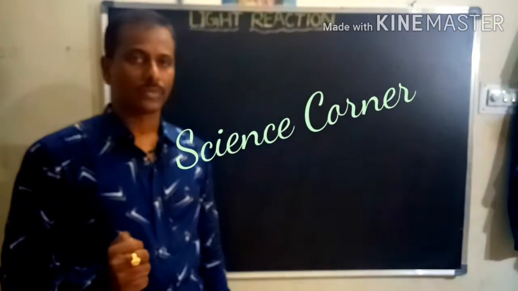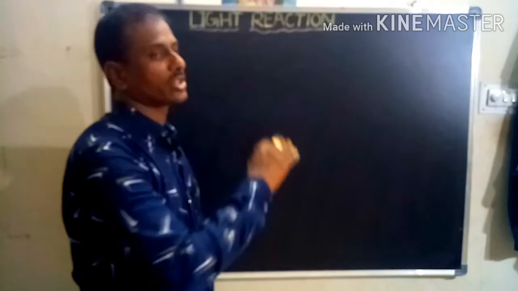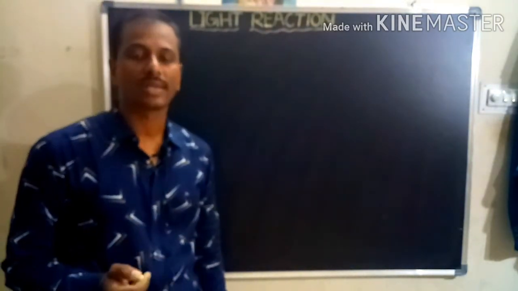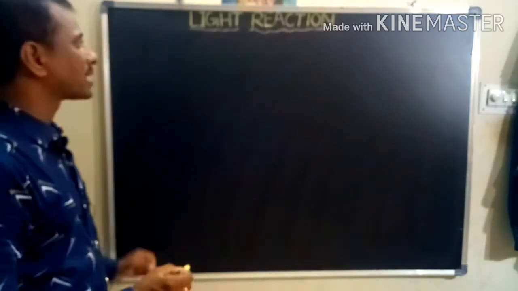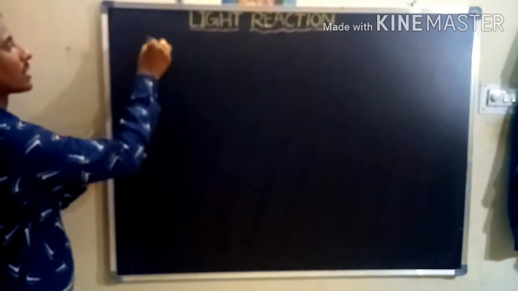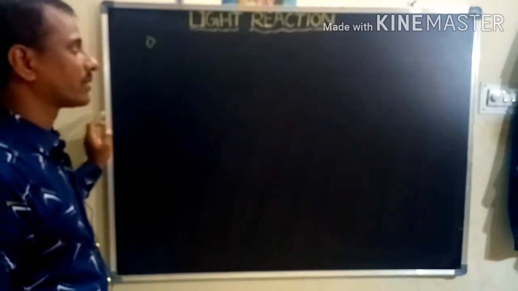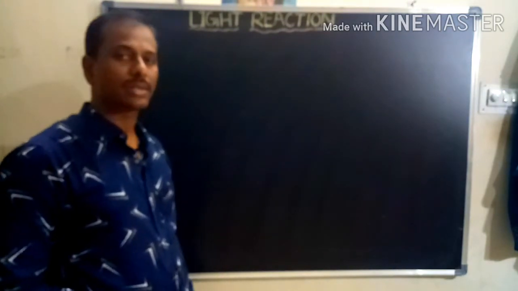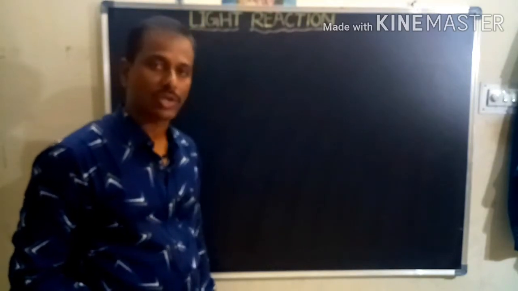Hi viewers, today our class covers the remaining part, that is light reactions. In the light reaction, in the last class we discussed photophosphorylation. Photophosphorylation is of two types: one is non-cyclic photophosphorylation, the second is cyclic photophosphorylation. In the last class we discussed non-cyclic photophosphorylation.